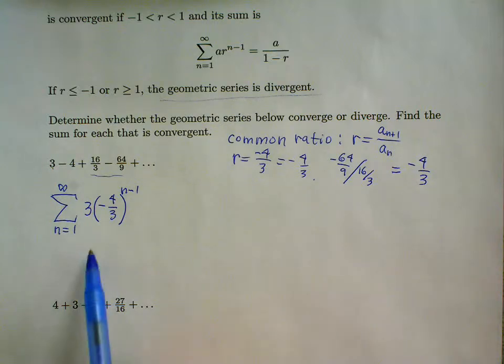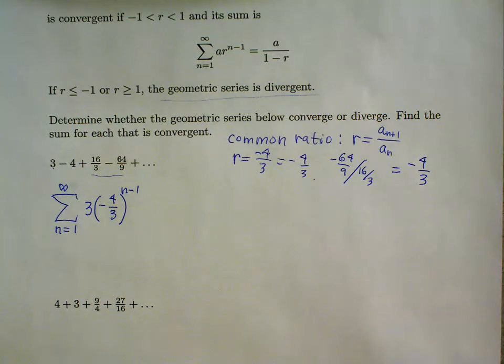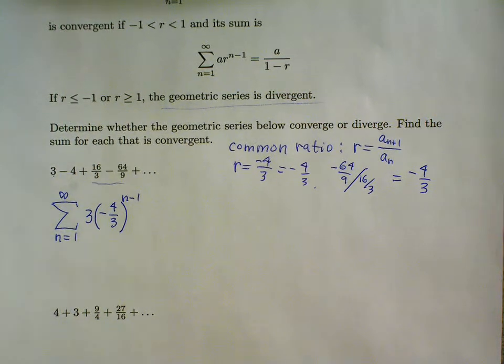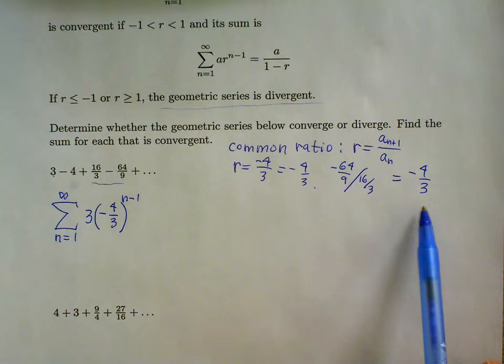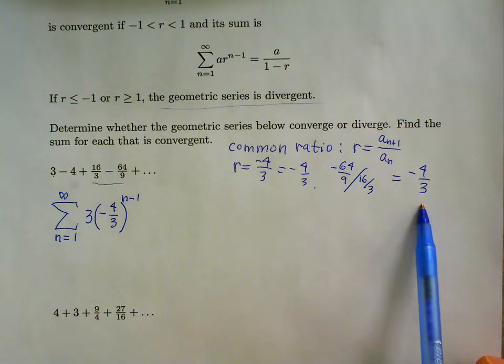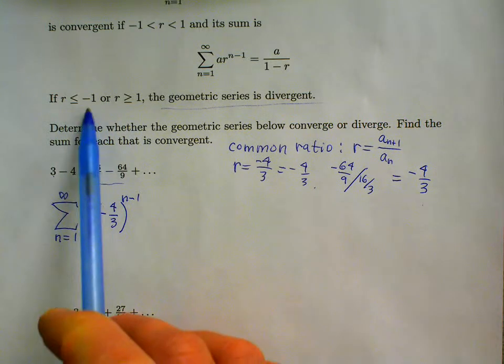Okay, so does this infinite geometric series converge or diverge? Does it diverge? What's that? Diverge. Yeah, diverges. How do we know? It goes back and forth between the values. Yeah, we know that it diverges because -4/3 is less than -1.